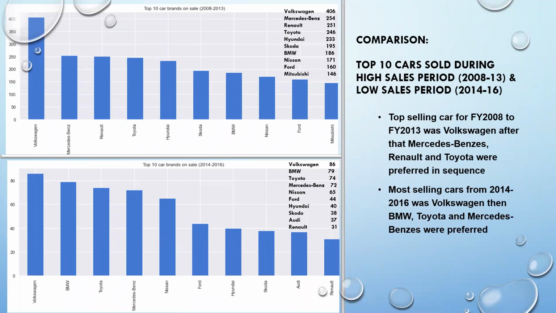Comparison of the top 10 most sold cars during the high sales period and the low sales period. We can see the Volkswagen was the all-time favorite and all-time high sold car. In other context, we can see Mercedes-Benz, Renault, Toyota, then BMW was the second option chosen by the customer.